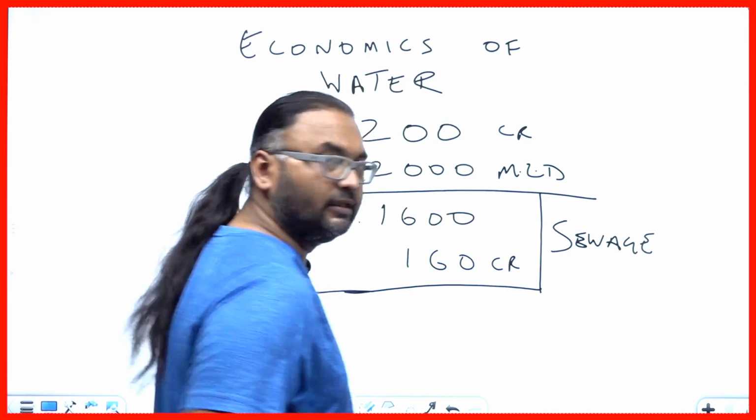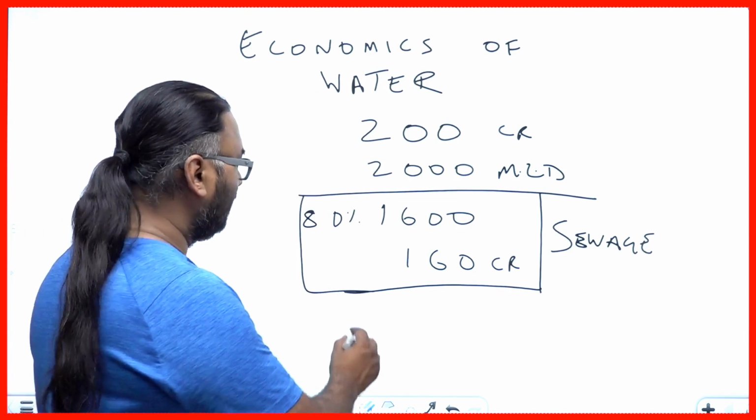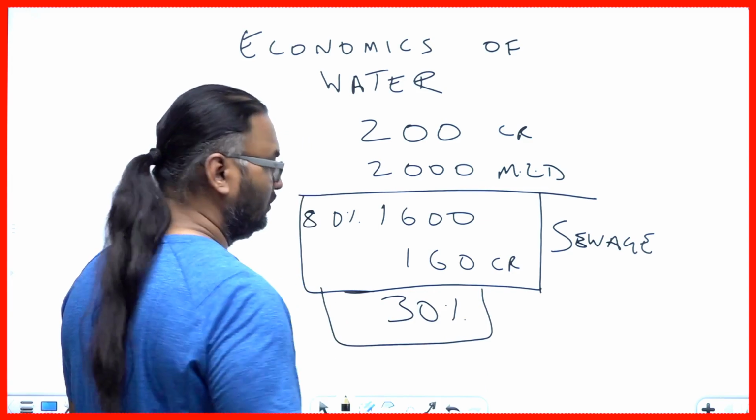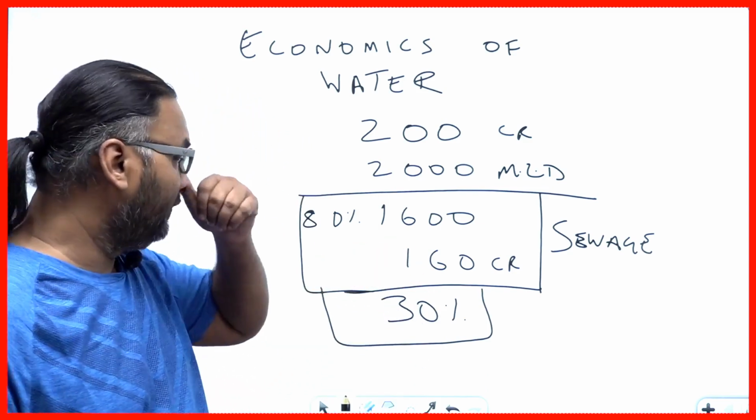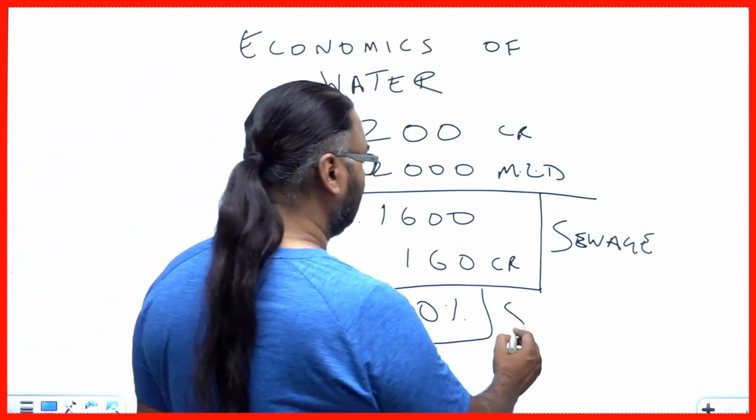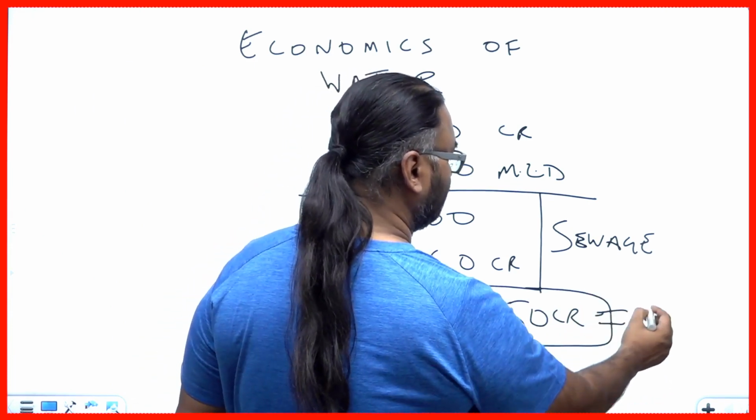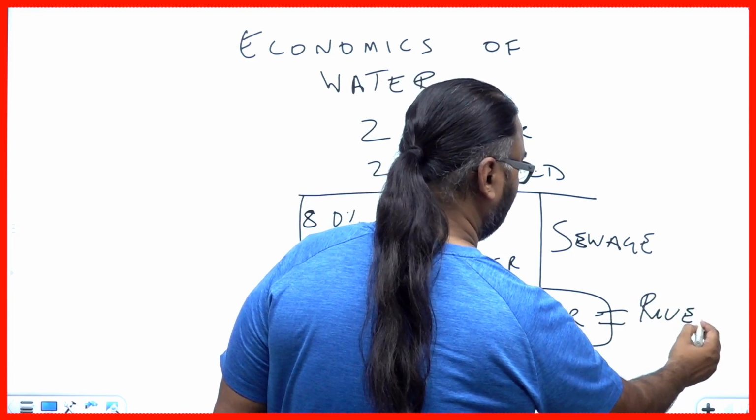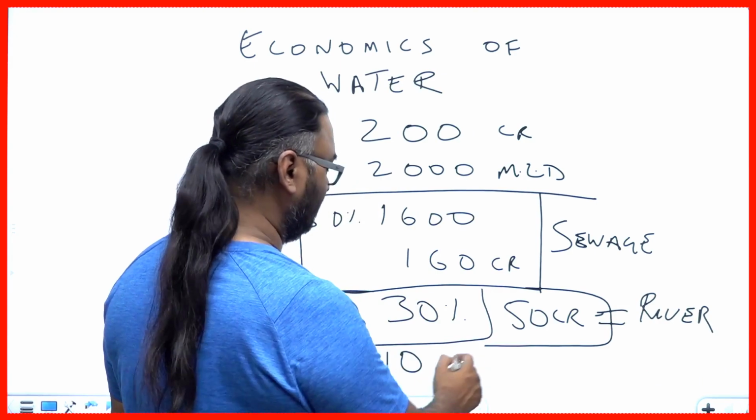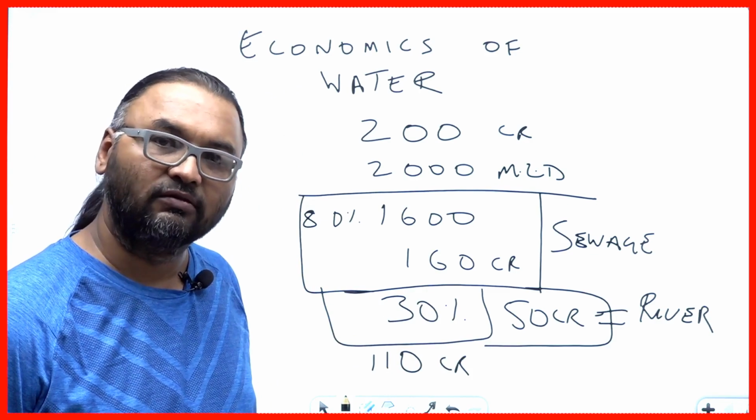Now, to your surprise, and not mine because I am aware of this data, we have the capacity to process only 30% of the sewage in Pune. So about 50 crore liters of sewage gets processed, and once it is processed, it is again released into the river. Meanwhile, 110 crore liters, the balance of 160 minus 50, is released into the river as raw sewage.